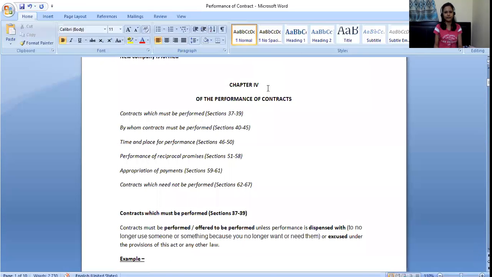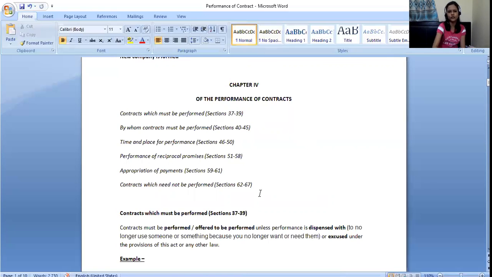So chapter 4, right? Chapter 4 of the Indian Contract Act talks about performance of contract. So the Indian Contract Act has different chapters, right? We discussed the first 3 chapters. Now it is about performance of contract, how contracts or contractual obligations can be performed.